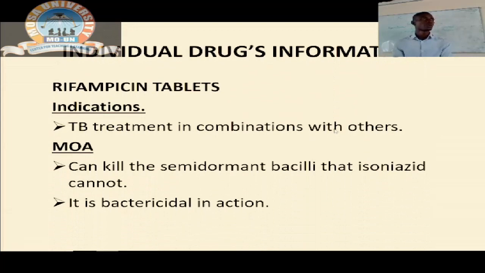So the first drug, as we mentioned, rifampicin, comes as a tablet. Indication or uses: it is used in combination with other drugs. The mode of action of this drug is that it kills the semi-dormant bacilli. So when the bacilli of tuberculosis are in the semi-dormant phase, rifampicin kills those bacilli.